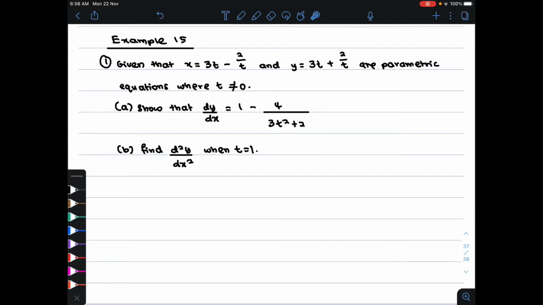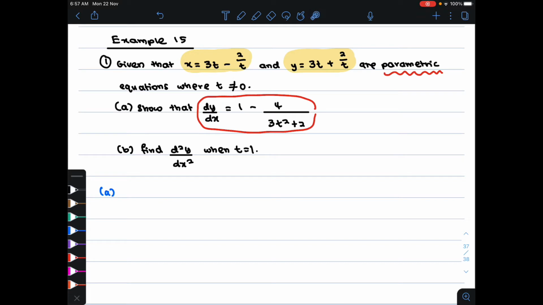Now let's try and do example 15, question 1. We are given two functions, x and y, and there are parametric equations where t is not equal to 0. So we know that these two functions are parametric equations. And for question A, we need to show that dy/dx is equal to this expression.